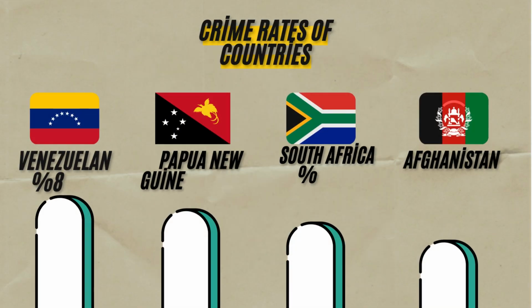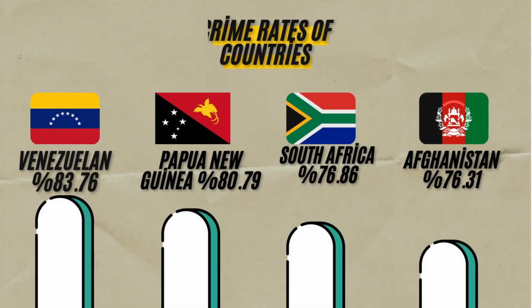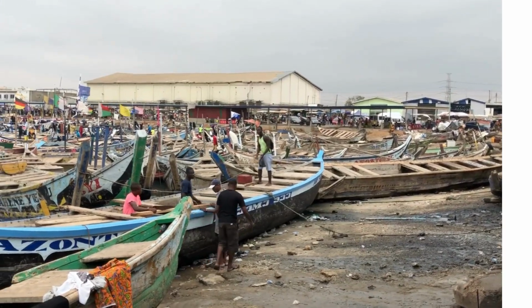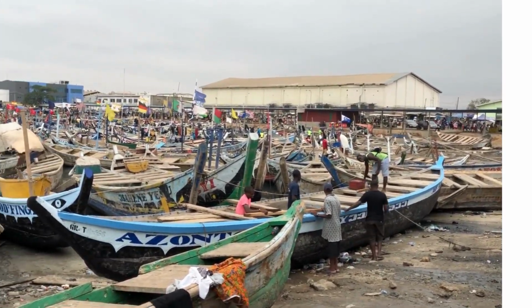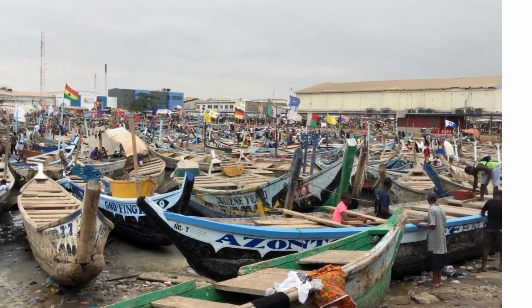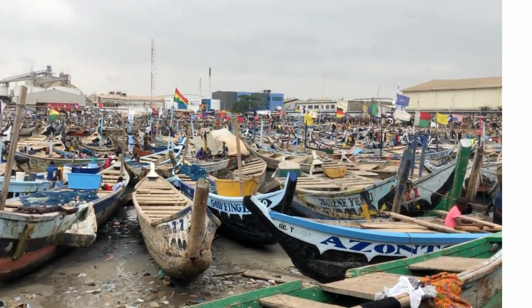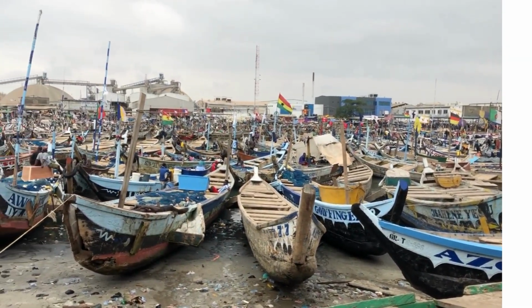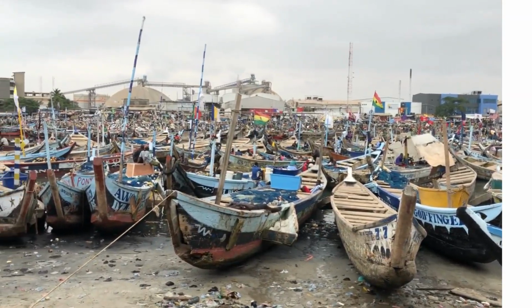For example, when we look at the graph, we see that crime rates are generally higher in countries with bad governance. Because the economy of a country with bad governance is also bad and people resort to illegal means.